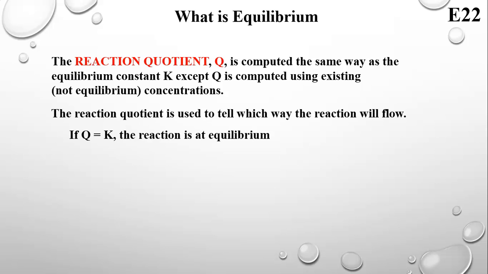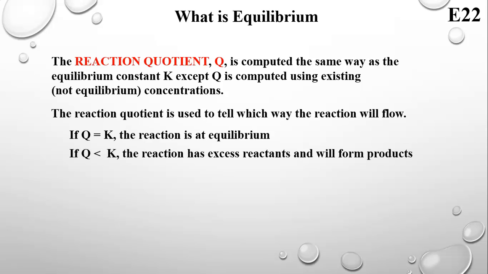So if Q equals K, if you did happen to put in exactly equilibrium concentrations, then Q would equal K, and that means the reaction's at equilibrium. It's not going to flow to the right, it's not going to flow to the left. If Q is less than K, then that means you have too much in the denominator of your law of mass action. You have too many reactants for equilibrium, more than that reaction wants at equilibrium. So if Q is less than K, the reaction has excess reactants and will move to the right. It will form products. It will favor products.